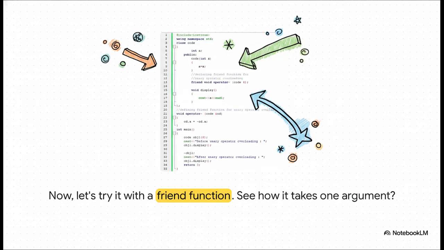Okay, so now let's try the exact same thing, but this time using a friend function. See the difference? Inside the class, the declaration changes to friend void operator minus. And then, when we define it outside, look, it now takes one argument, a reference to our object. The end result is exactly the same, but the setup is just a little different.